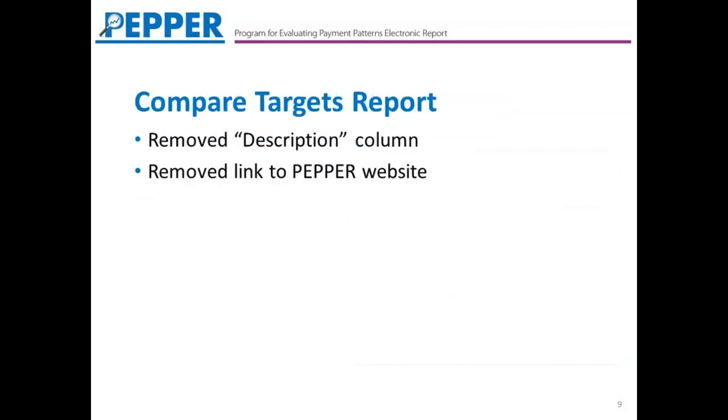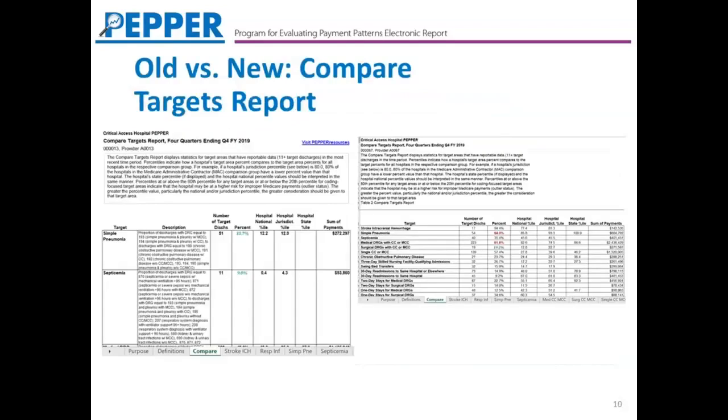Moving on to the Compare Targets report. This report has had a few minor changes. We have removed the description column, which on the old version you can see on the left side there is the second column labeled description. That has been removed. We've also removed the link at the top of the page to the Pepper website.